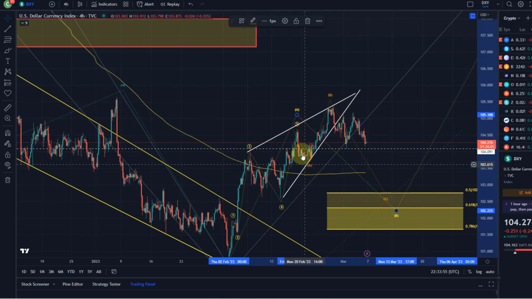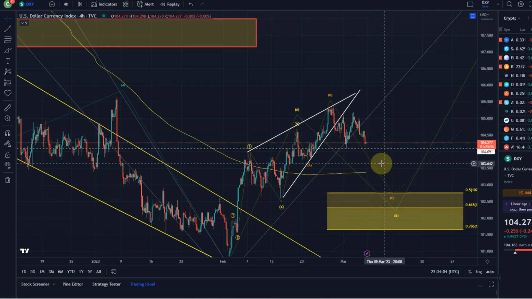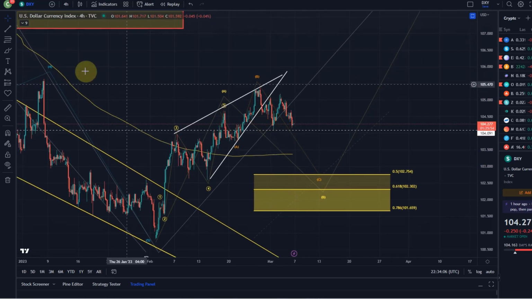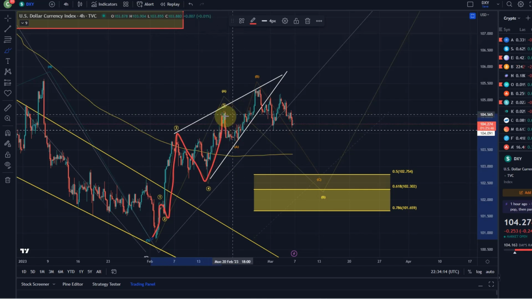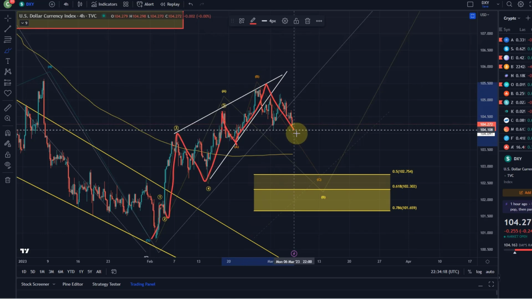Or maybe even a double, it might even be a WXY, because this one looks very much like a 3-wave move down. Okay, the C wave could become an ending diagonal, so that's fine as well. What I mean is it currently looks like we completed 5 waves up in this rally off the February lows. Then we came down in an A wave, overshooting the B wave, and we could now come down in a C wave. This doesn't need to come down that low, to be honest.